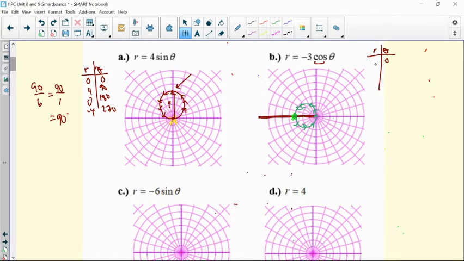And the radius was 0 at 90 degrees, since the cosine of 90 is 0. And then at 180, the cosine of 180 is -1, and -1 times that -3 would be +3. So we're right back at the start.